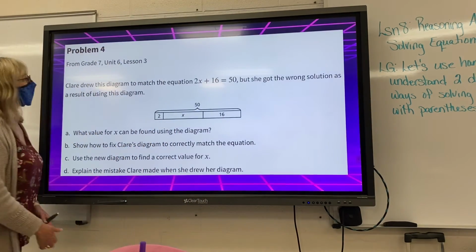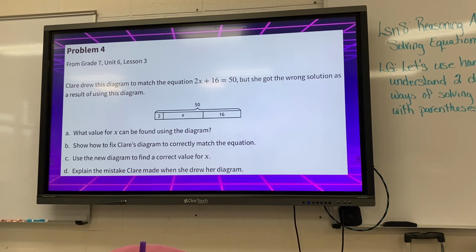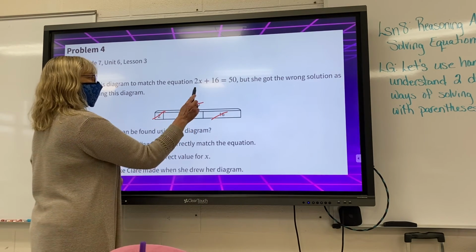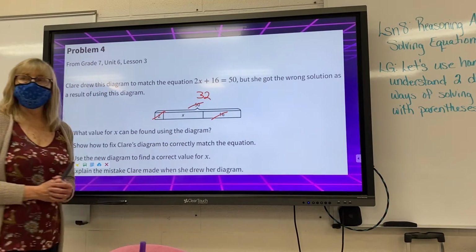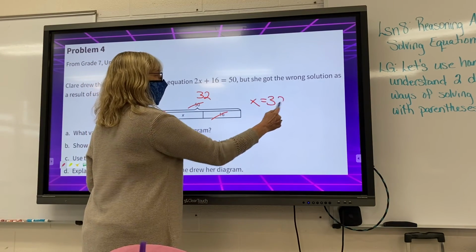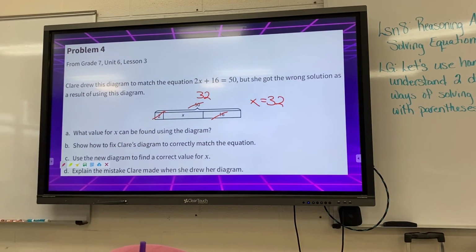Claire drew this diagram to match the equation 2x plus 16 equals 50, but she got the wrong solution as a result of this diagram. What value for x can be found using this diagram? So let's find x in this diagram. What are we going to do first? Let's take away the 16 and the 2. That's going to give us 32. Are we done now? Yeah, we are. We got x by itself. X equals 32. She got a solution of x equals 32.